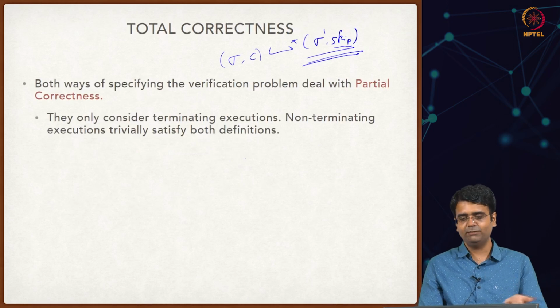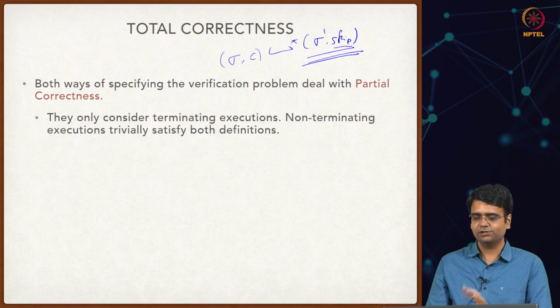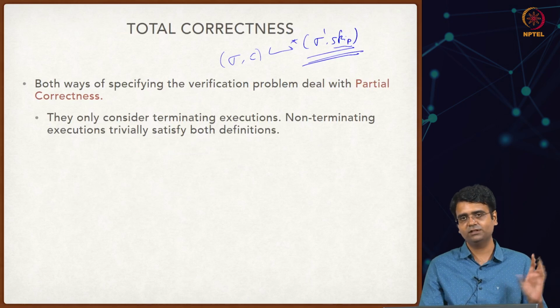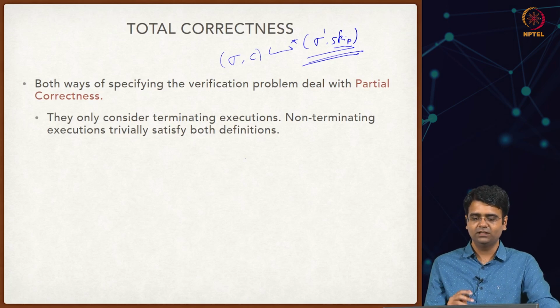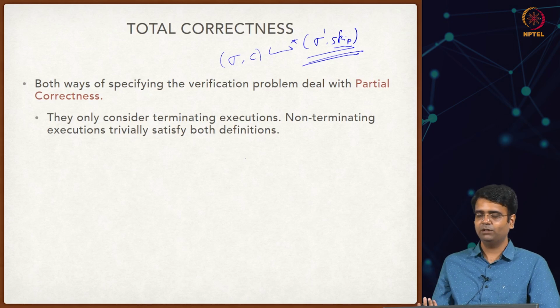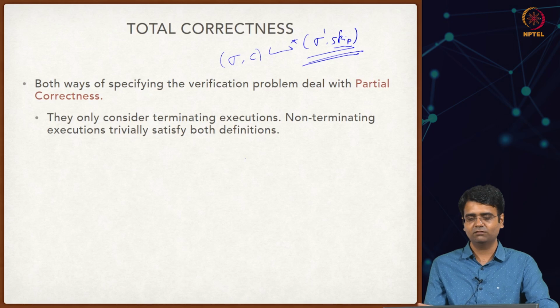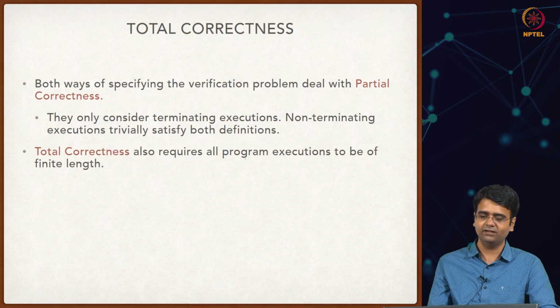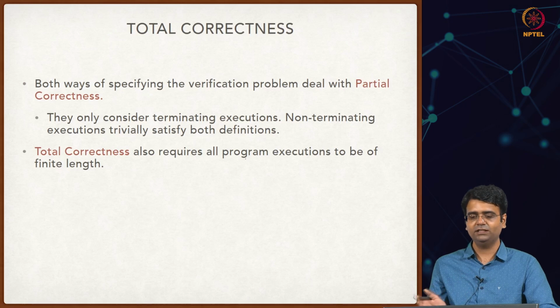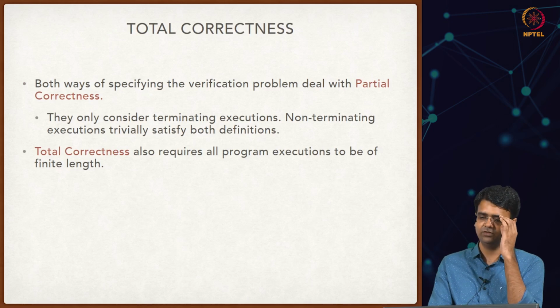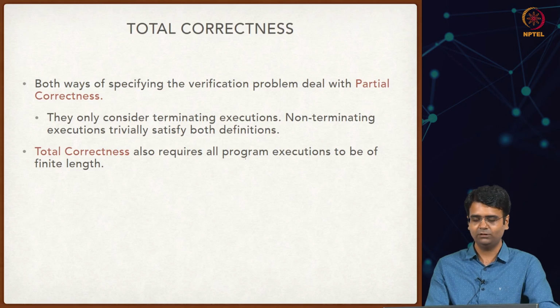So in general, this is not an issue, but sometimes you may also worry about termination. So in fact, in the Microsoft Zune example that we had seen earlier, there our specification was that the program should terminate. So sometimes you do care about termination. So you do care whether or not the program will halt. So for that purpose, we can define a separate criteria, a separate verification problem which is called total correctness. So total correctness requires all program executions to be of finite length. So both the specification techniques that we have seen so far don't talk about total correctness, they only talk about partial correctness.